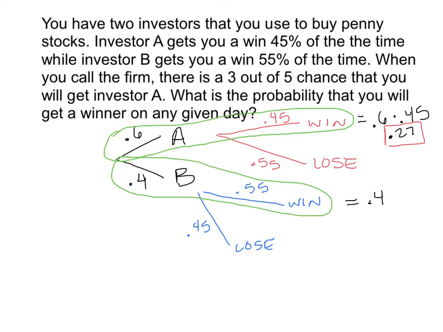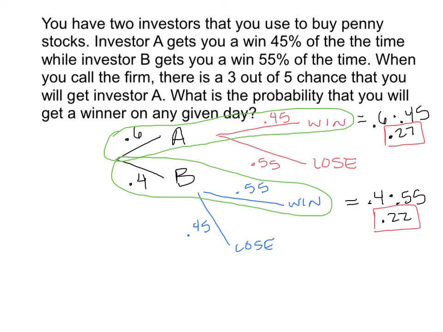And then he has a 55% chance of getting you a win. So you need both these two things to happen. So again, this is a multiplying. So you're going to do 0.4 times 0.55. You're going to get a 22% chance if you pick up the phone and you get Investor B.